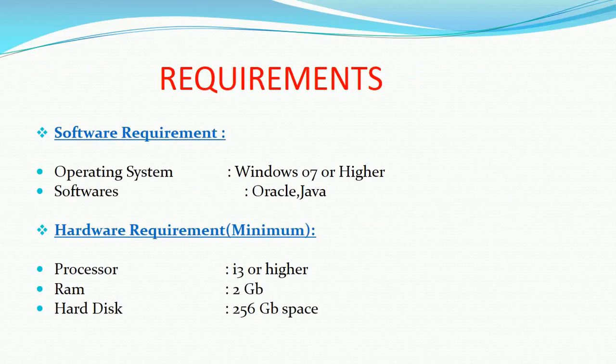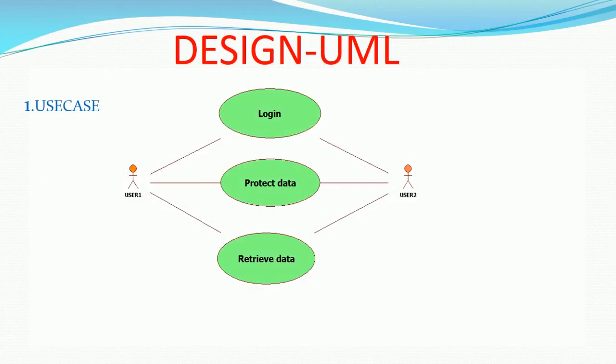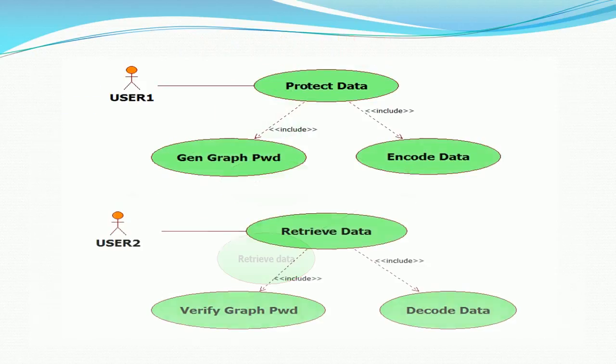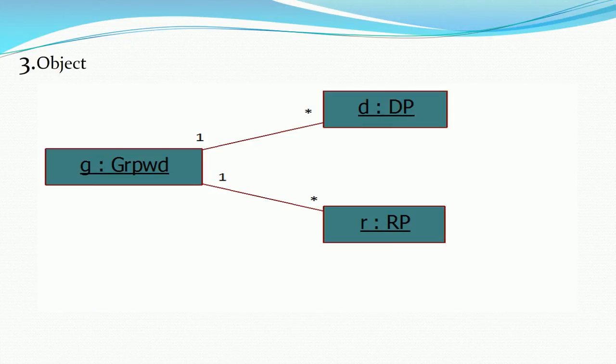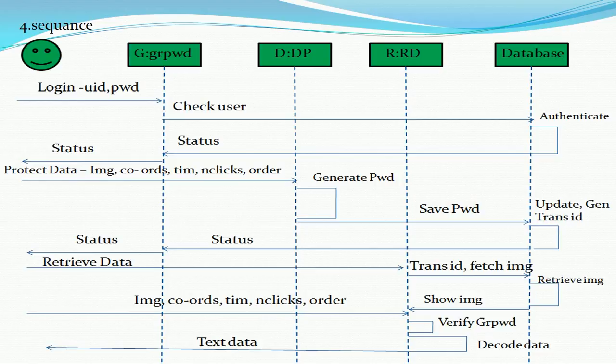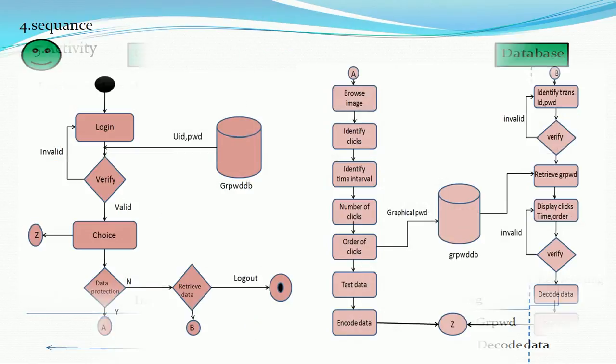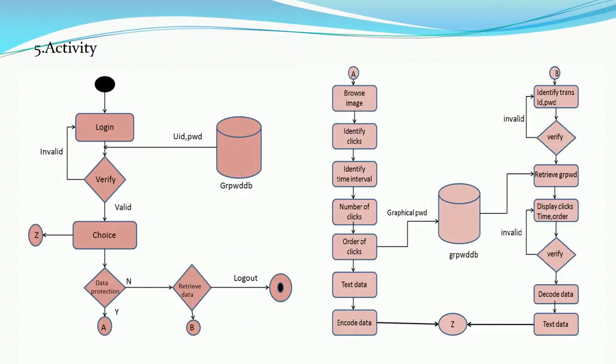Then these are our project requirements. As you can see, a processor of i3 or higher, a RAM of 2 GB, and a hard disk of 256 GB, and our operating system is Windows 7 or higher, and the software used are Oracle and Java. Here is a look at the UML diagrams of our project. This is the use case diagram and then the class diagram. This is the object diagram. Here is the sequence diagram, and then the activity diagram finally.